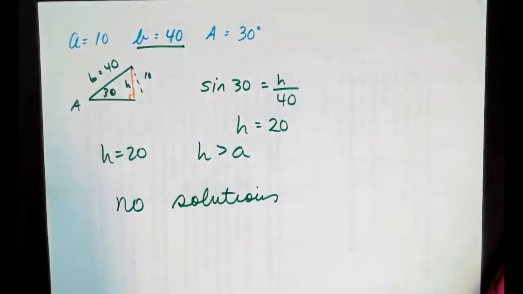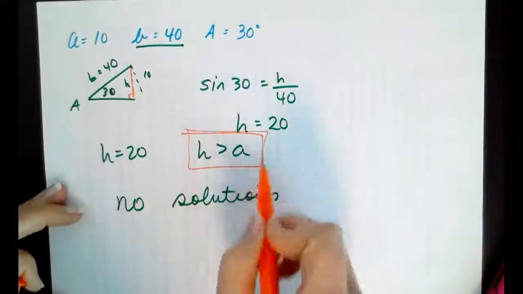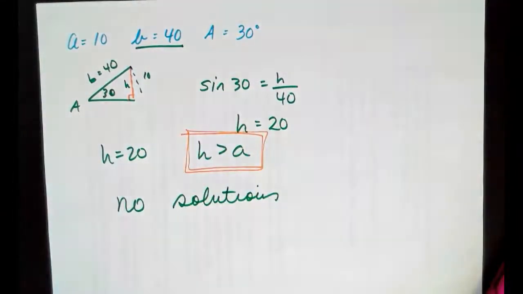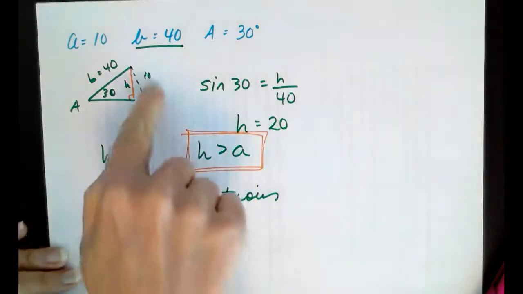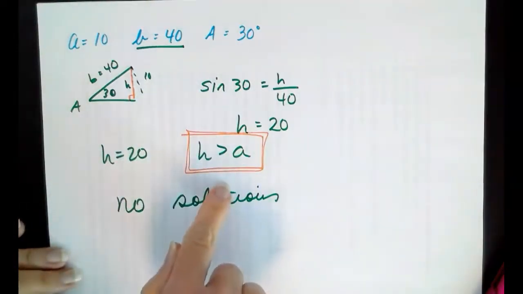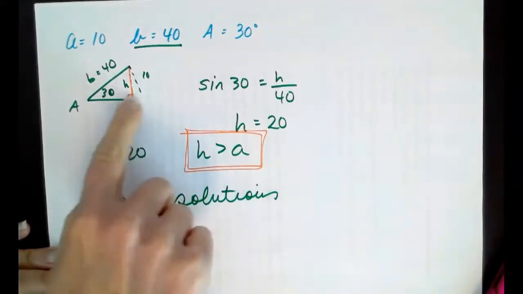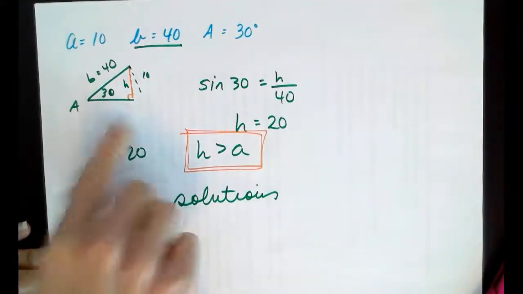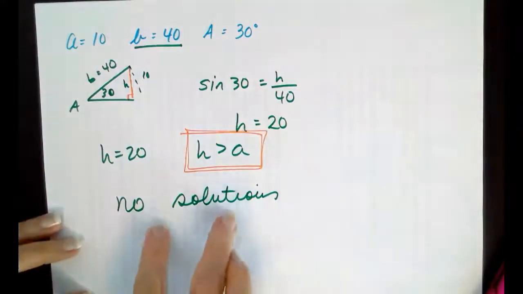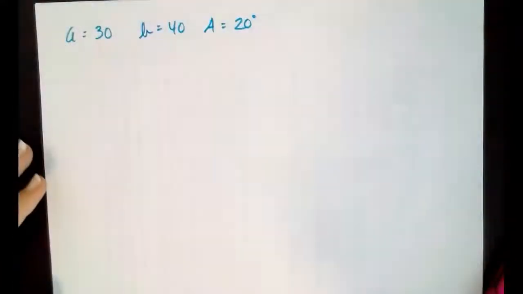This is what's key to remember: when you find H, if H is greater than the short side A, we do not have the possibility of ever closing this polygon. Therefore, it cannot be a triangle. Therefore, there are no solutions.